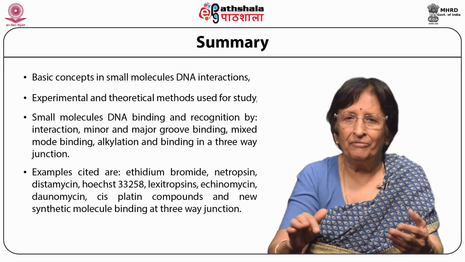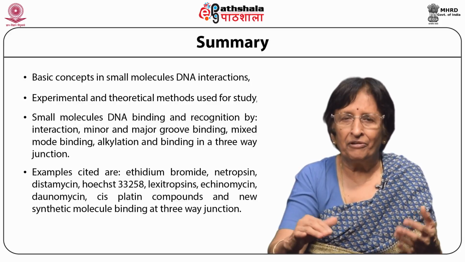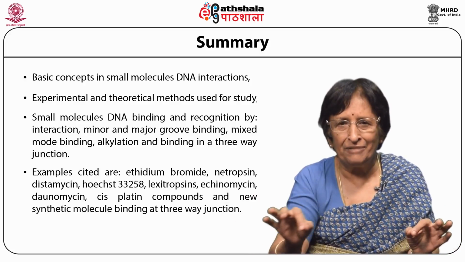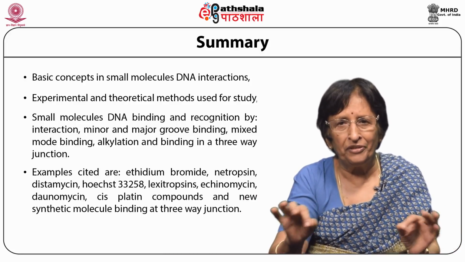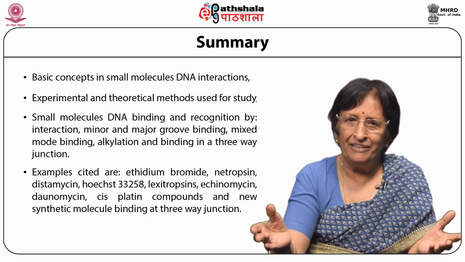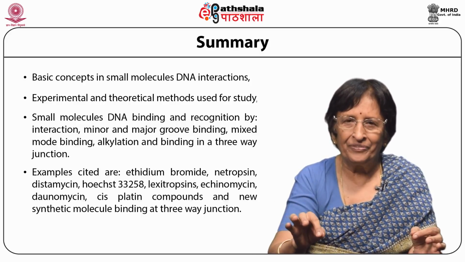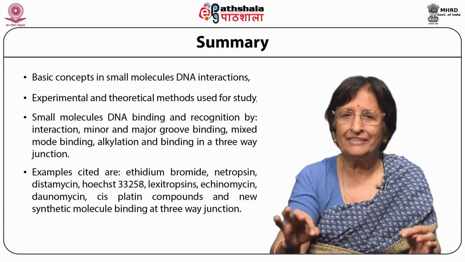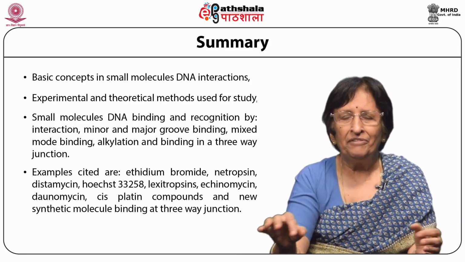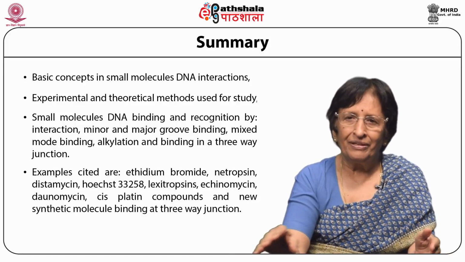For example, for intercalation, we gave the example of Ethidium Bromide. For minor groove binding, we gave examples of Netropsin, Distamycin, Hoechst 33258, and Lexitropsins. For mixed mode binding, we gave examples of Echinomycin and Daunomycin. The alkylation example is cis-platin compounds, and new synthetic molecules which bind to the three-way junction are also explained to you.